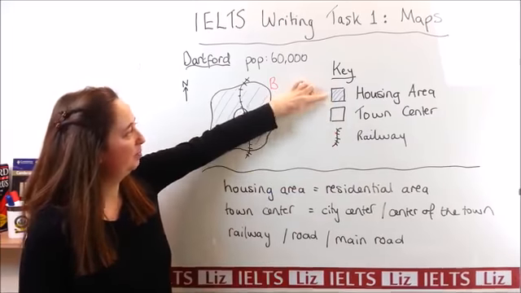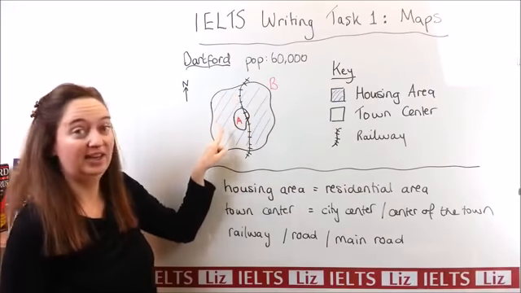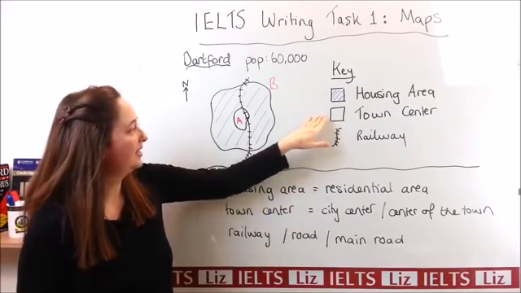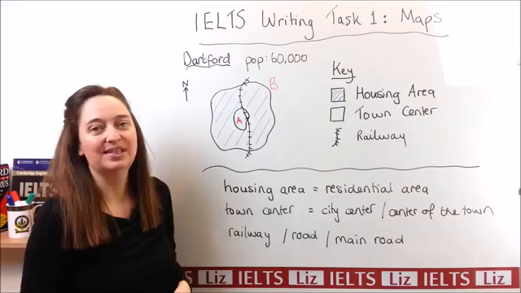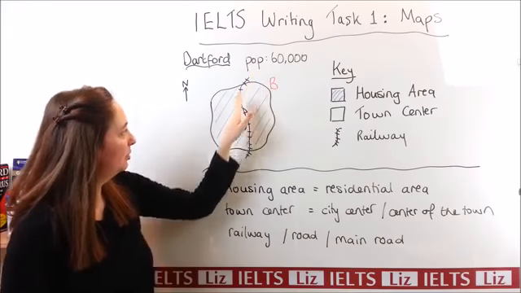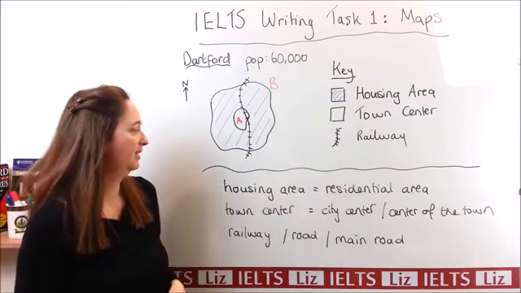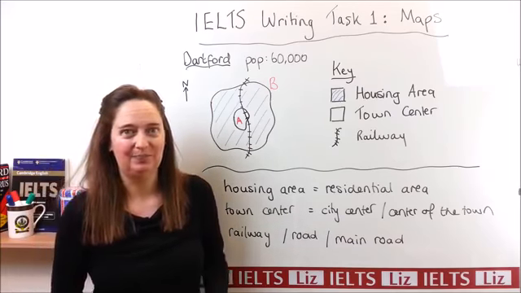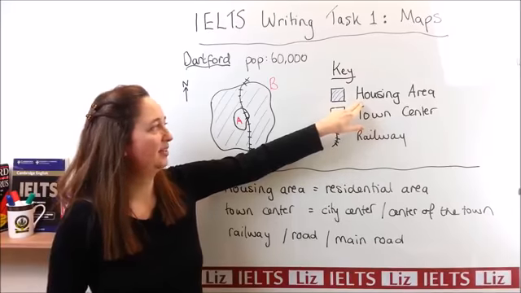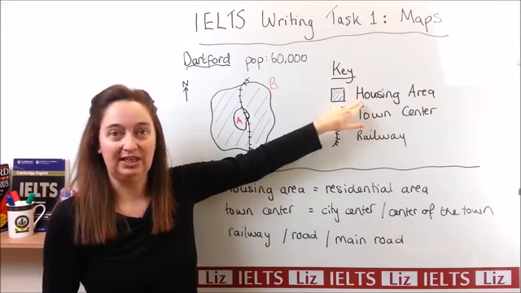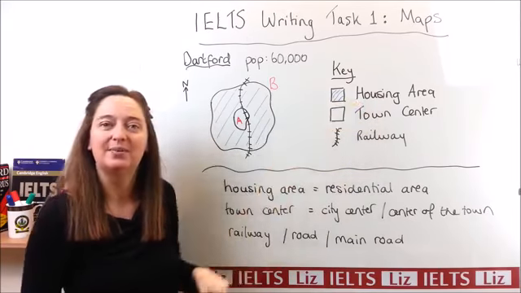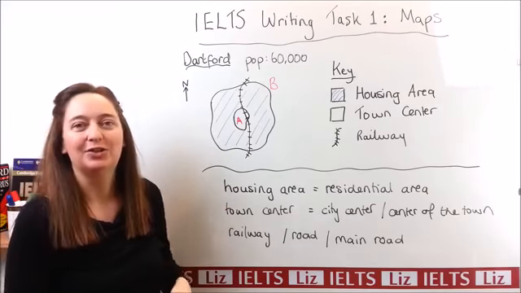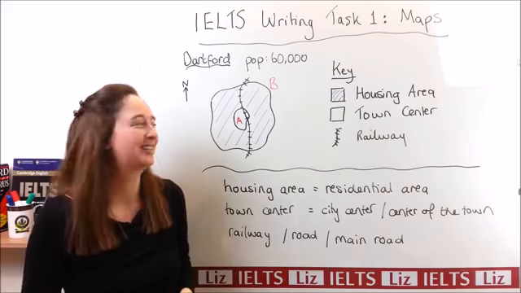So you can see here that the blue area, which is quite large on the map, is the housing area. We've got a white area in the middle here, that's the town centre, and running through the town is the railway line. Now, a few things that we need to pay attention to in the key. Firstly, you can see here that when they give the information in the key, they use capital letters. But when we write, we need to change that to small letters so that it is grammatically correct.